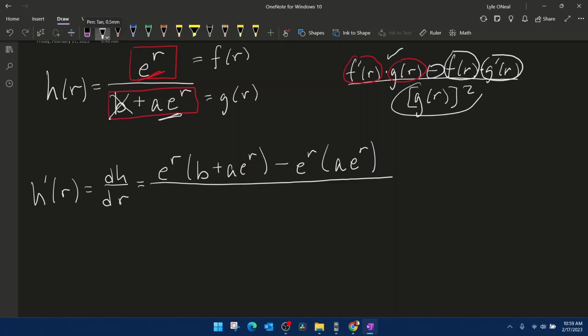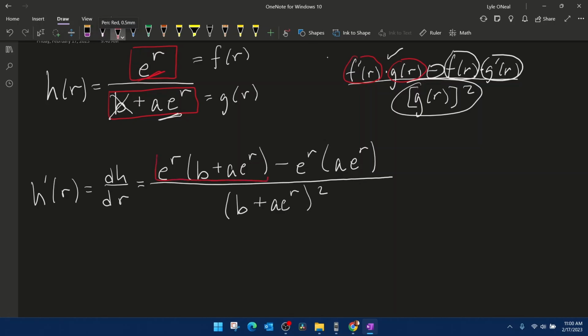And last, we need to remember that the denominator is going to be squared. So we're going to have b plus a e to the r quantity squared. And that technically is done with the calculus, but we would like to use our algebra skills and try to simplify this a little bit.